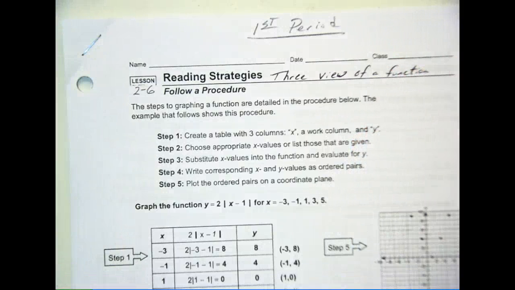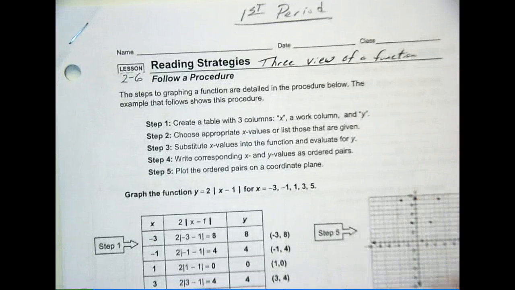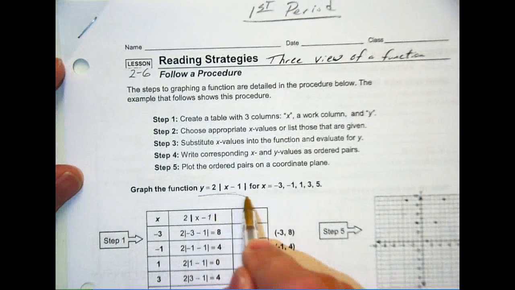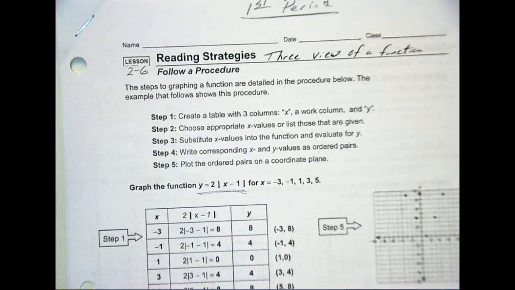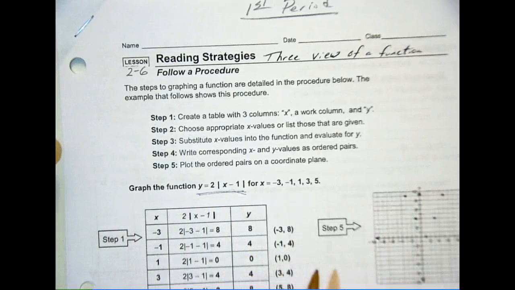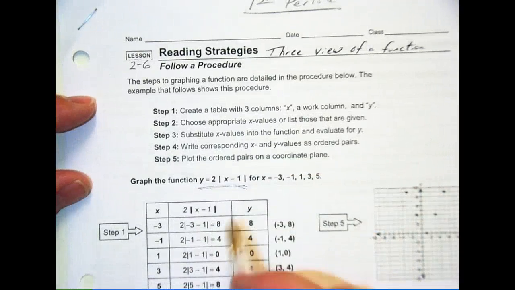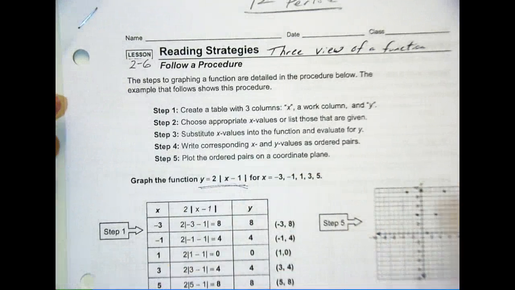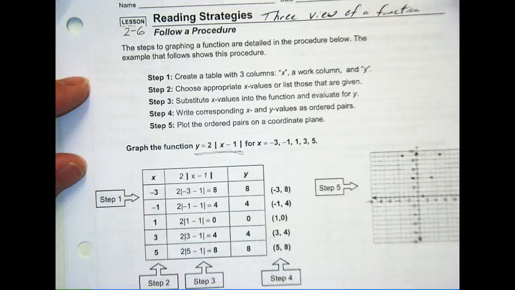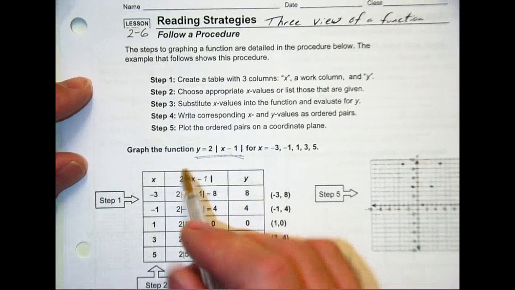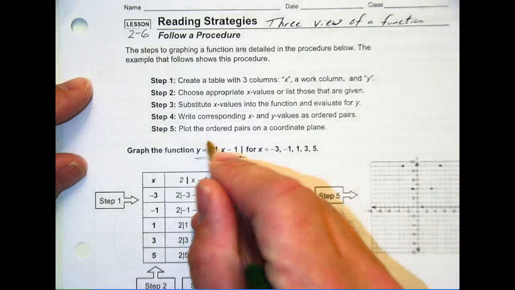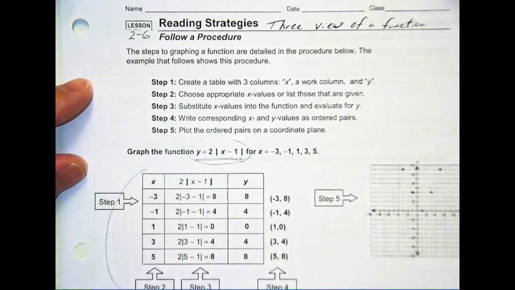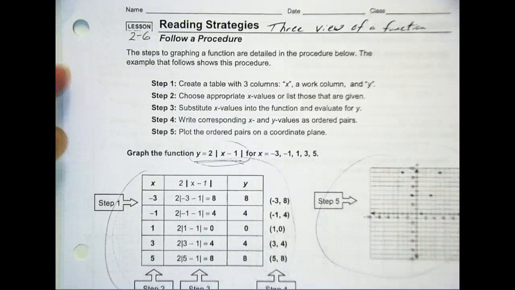Okay, and so when we're talking about views, we're talking about the equation, which we dealt with yesterday. And notice we're not using f of x here now, we're using y, but they're interchangeable. F of x and y mean the same thing. They're both your dependent variable or your output. Okay, your table is the second view, and then your graph is the third view. So you have your equation, your table, and your graph, your three views of a function.